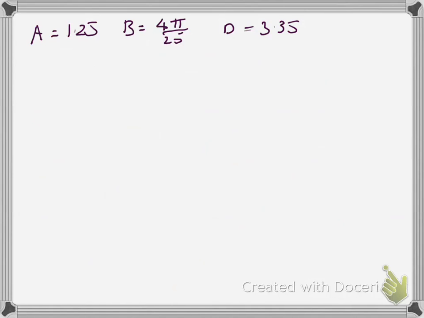Okay, so just to summarise, I know that A is 1.25, B is 4 pi over 25, and D is 3.35. So at this point, I would be starting to draw a graph and starting to think about what it looks like. What do I know? Well, I know I don't need any negative values.